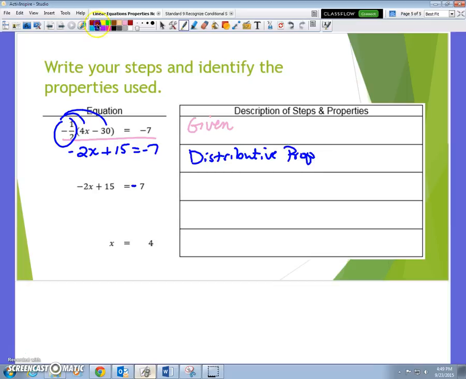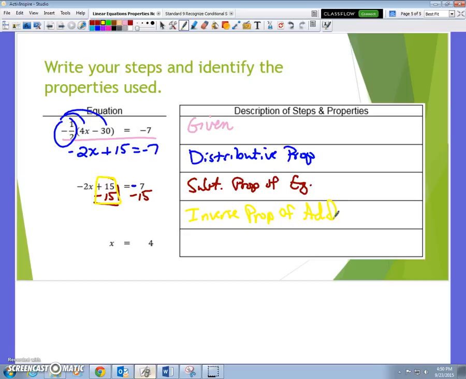Alright, and so let's take a look at the next part here. As I go to solve my problem, the next thing I would do is subtract 15 from both sides. So that's the subtraction property of equality. And when I'm adding inverses right here, I should change colors. I'll just do a nice bright color so I can write over that. As I'm adding inverses, or adding opposites, that is the inverse property of addition.